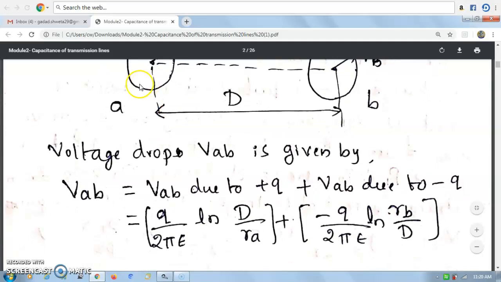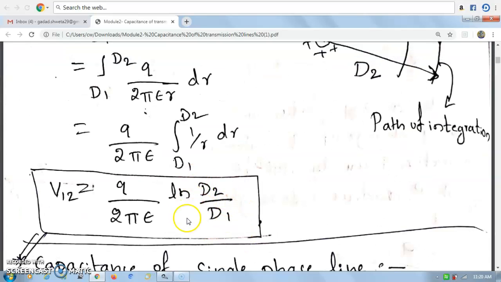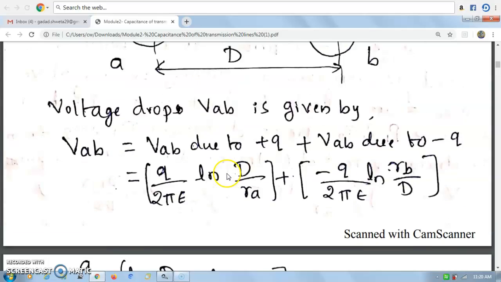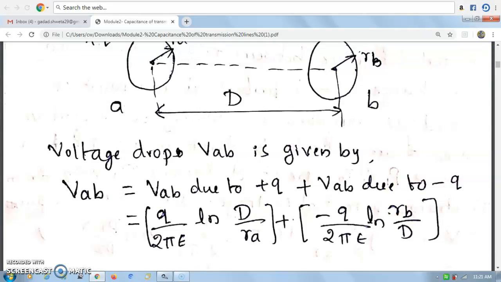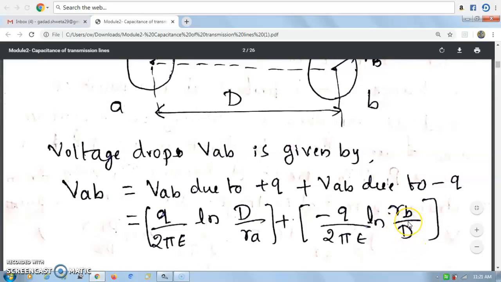Here, Q divided by V is equal to Q divided by 2 pi epsilon times ln of the distance between them divided by the radius. Previously I discussed this: second distance by first distance. Therefore, here the second distance means the distance between them divided by the radius of conductor A, plus, due to the minus Q charge, ln of RB divided by D. You have to take the reverse of this, or if you don't consider the sign of the charge and consider only the magnitude, then you can write capital D divided by the radius of the second conductor B.